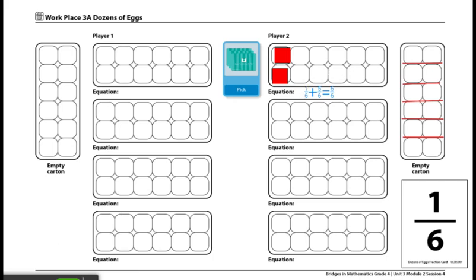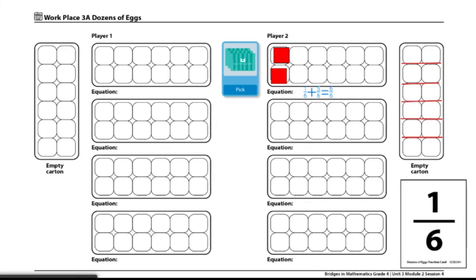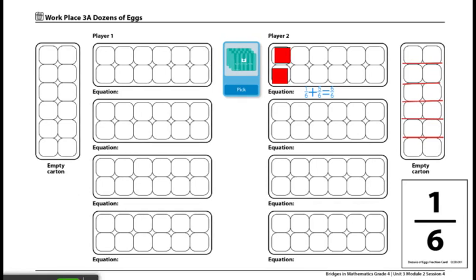The winner is the first player to fill all 4 cartons on his or her record sheet. It's important that both players have the same amount of turns given in the workplace. These are the end of the directions for workplace 3A, dozens of eggs.